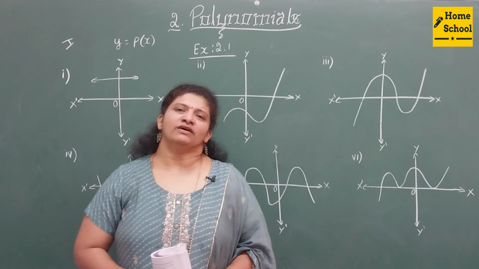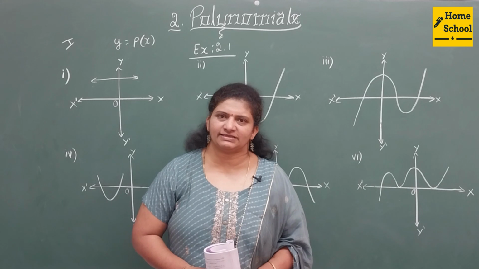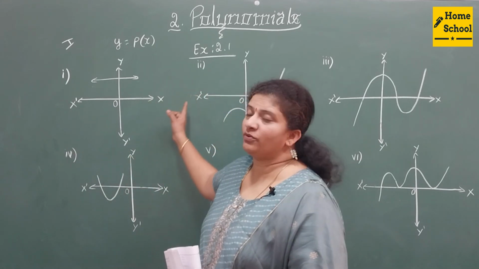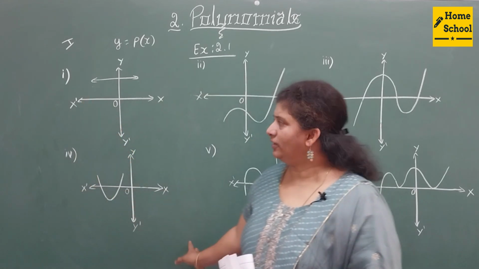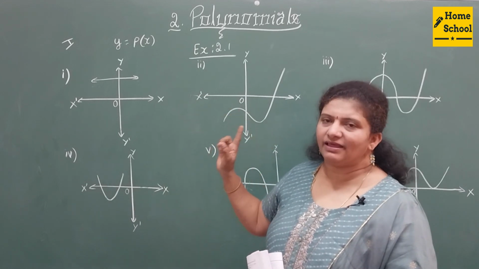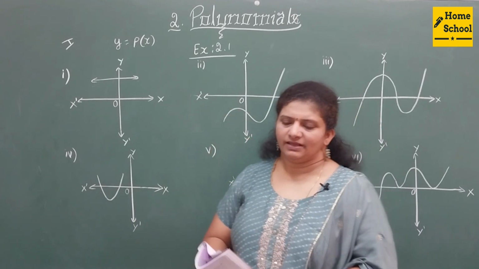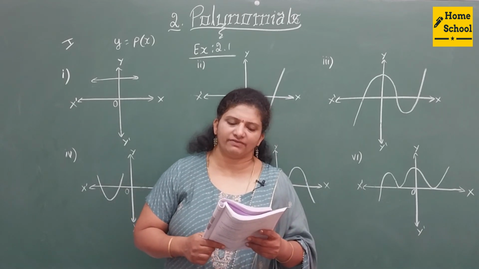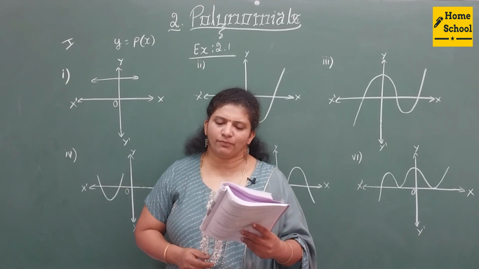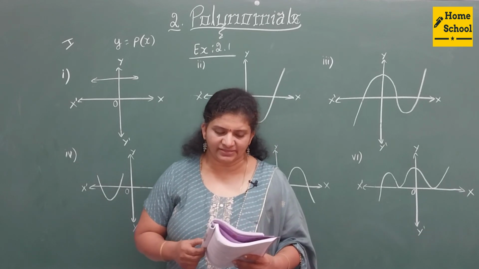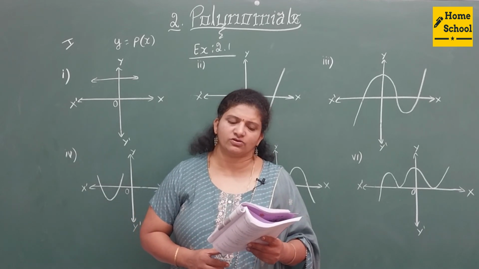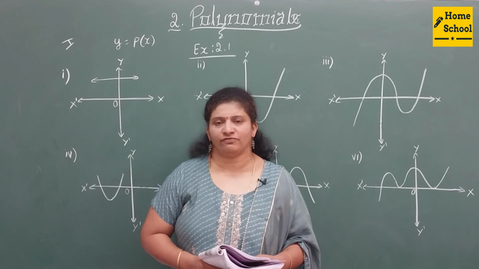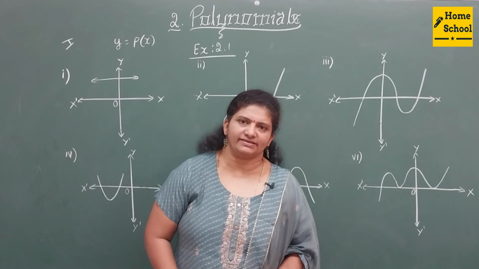So in this chapter, we are going to have only 2 exercises. Exercise 2.1 is already there on your board. You have only one main question and there are 6 graphs given here. Let's see the main heading: the graphs of y = p(x) are given in the figure below. For some polynomials p(x), find the number of zeros of p(x) in each case.